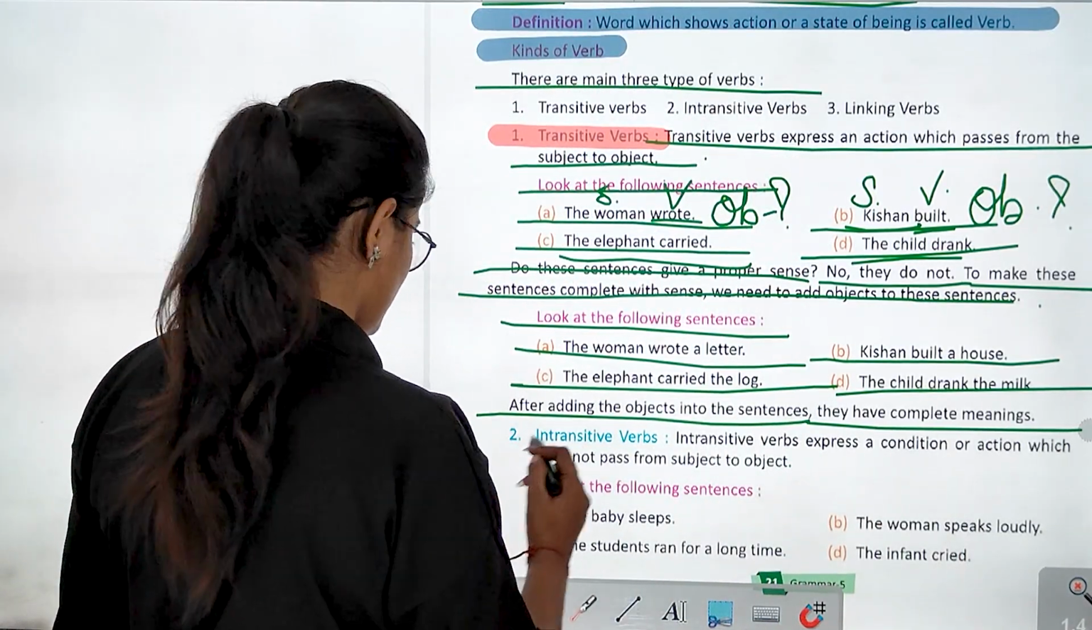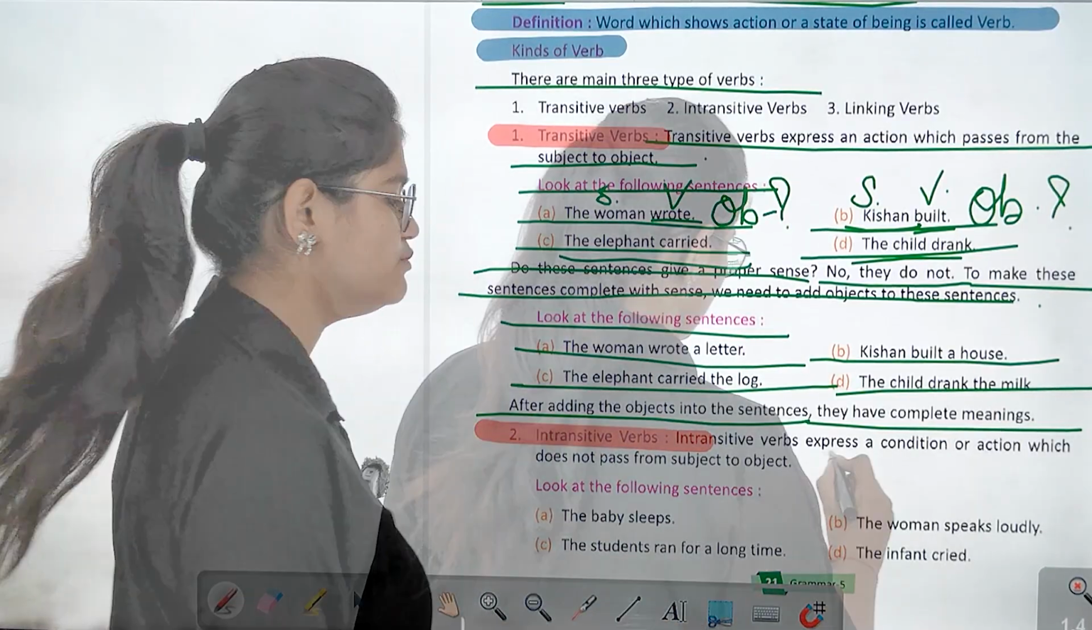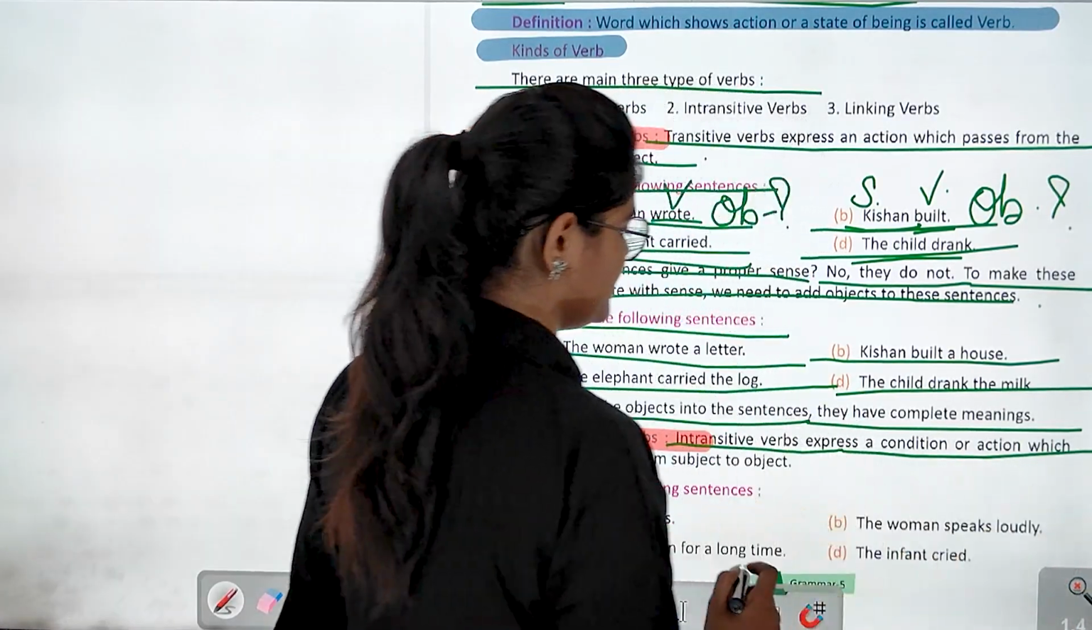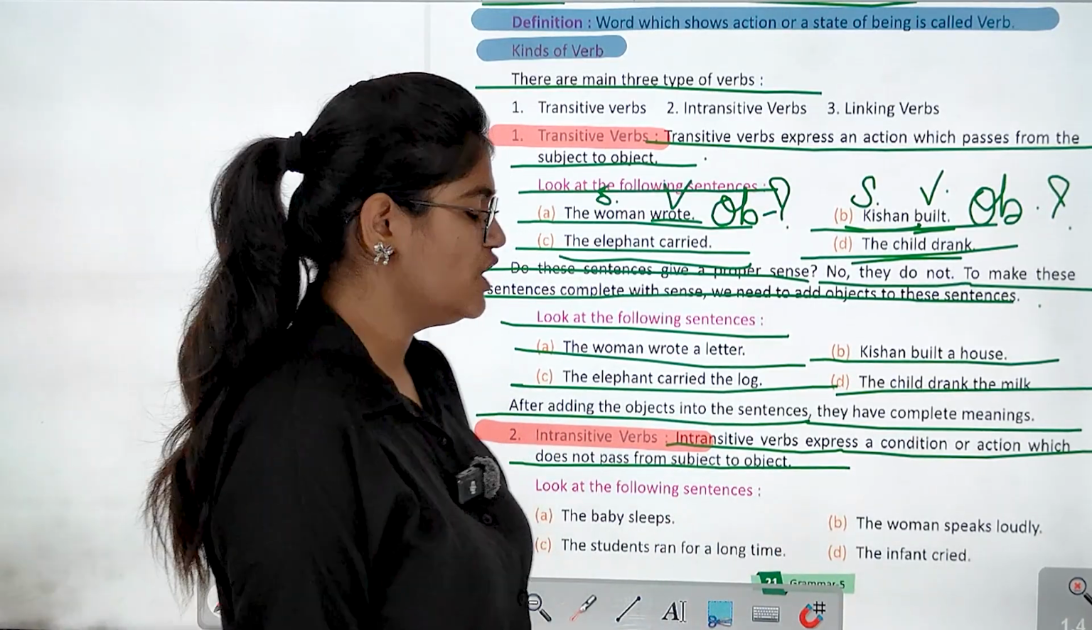After that, the next topic that we have is intransitive verbs. Now, what are intransitive verbs? Intransitive verbs express a condition or action which does not pass from subject to object.